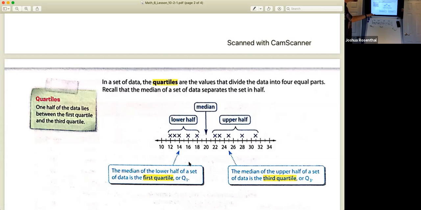Recall that the median of a set of data separates the set in half. Okay, so halfway would be the median. That is the value where half of the values in the data set are below it, and half of them are above it. It's right in the middle. So if I have 10 data points, 5 will be in the lower half, 5 will be in the upper half. If I have 11 data points, then the sixth data point is in the middle, and then you have 5 to the left and 5 to the right.